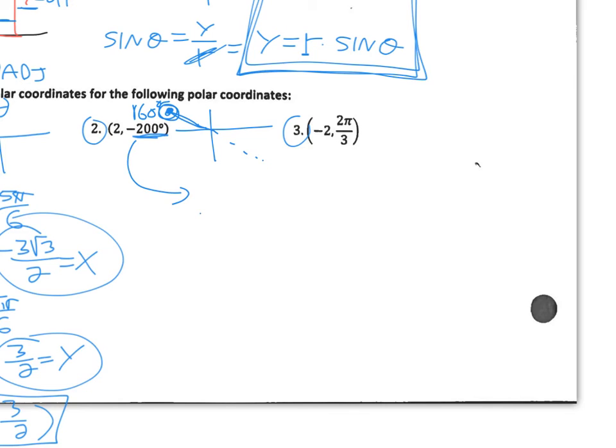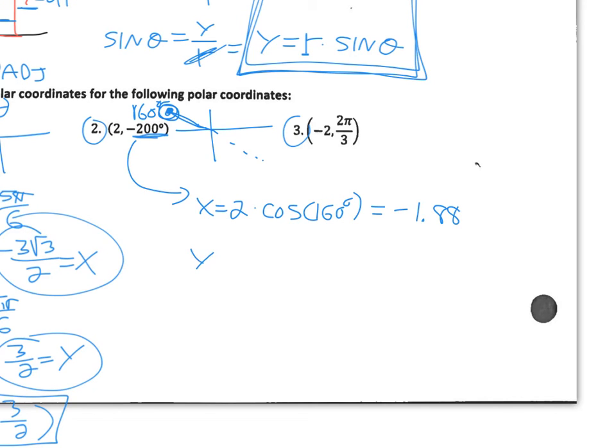All right, so if I just use the formula, we're going to have x equals r times cosine of theta. So it'll be 2 times cosine. Now, you can leave it as negative 200 degrees. I'm going to put 160 degrees in. I just like dealing with the positive angles. Okay, that you're just going to put right into your calculator. And when you put that in, I'll round it to the nearest hundredth. It should be around negative 1.88.